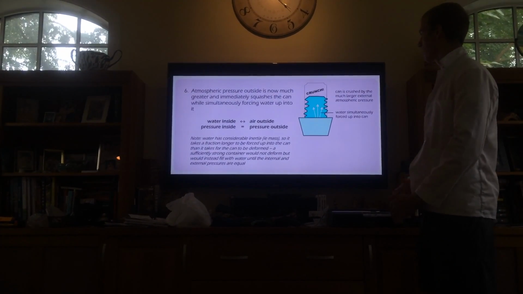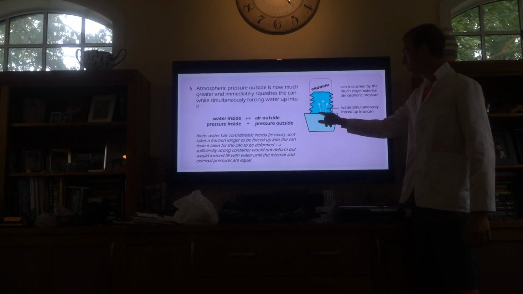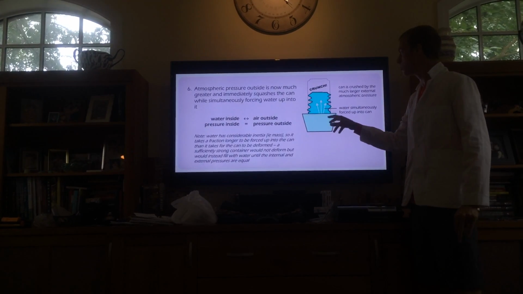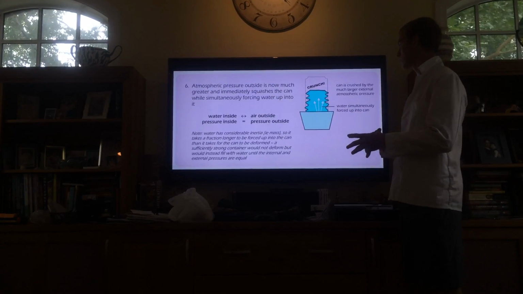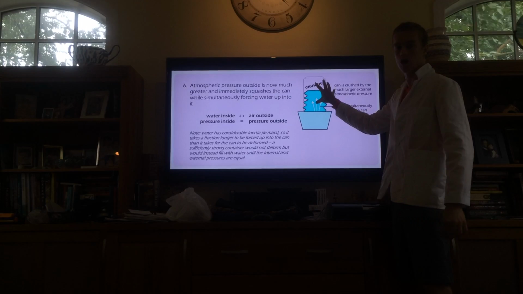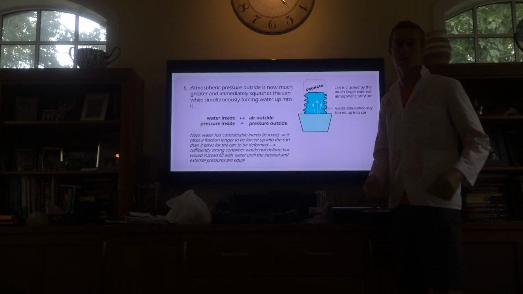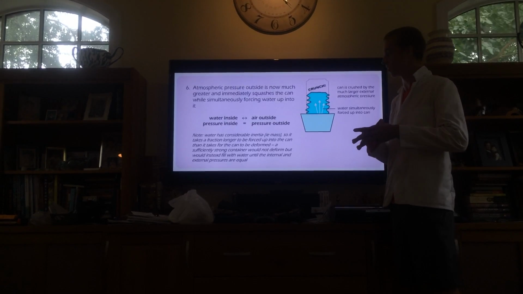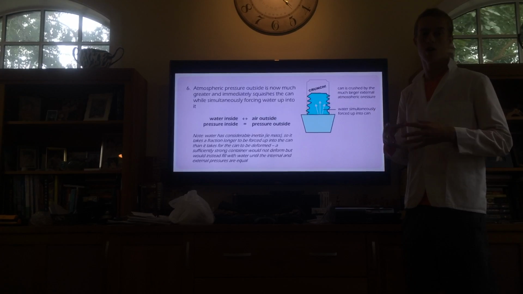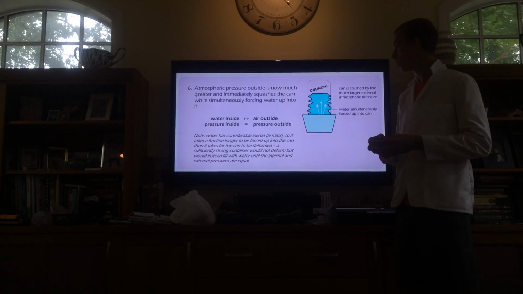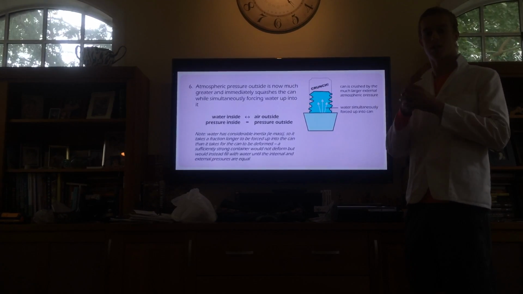Alright, so now I'm going to explain why the can crushes instead of the vacuum force pulling the water from the bottom. So the can is made of aluminum, which is a very weak metal, which means that it requires less force to crush than simply pulling the water up into filling the space and equalizing the pressure inside and outside of the can. If the can was made out of a stronger material like steel or any other strong metal, then the water would simply just be sucked up because it's much harder to collapse that steel.